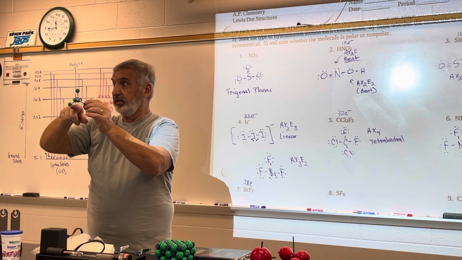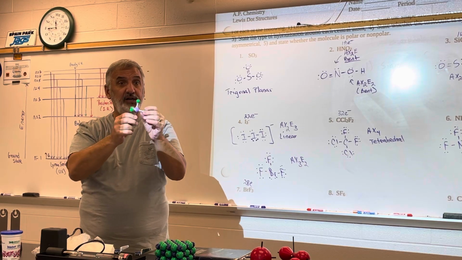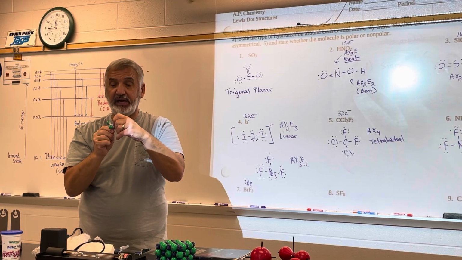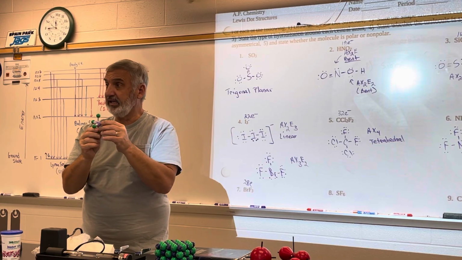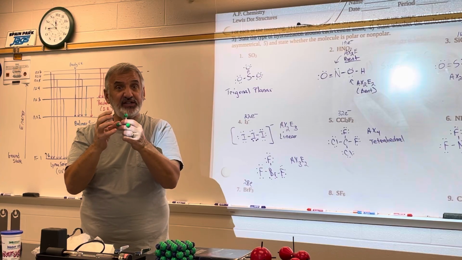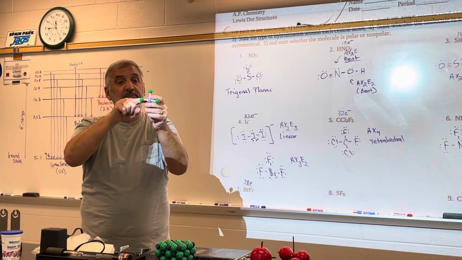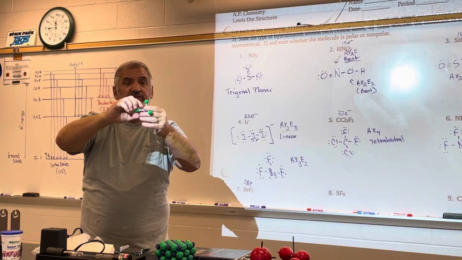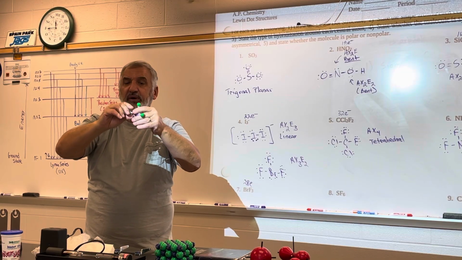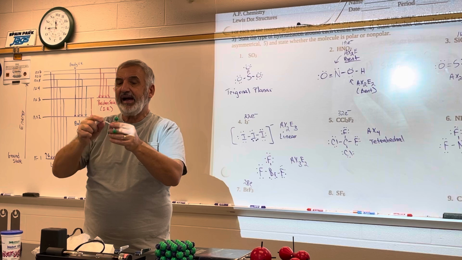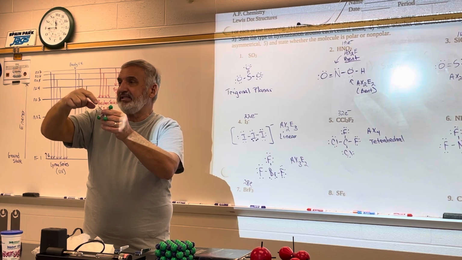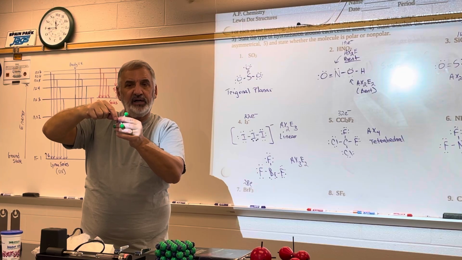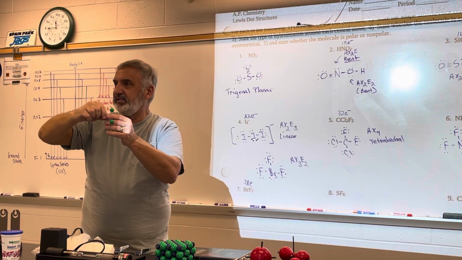Okay? Trigonal bipyramidal. Now, lone pair electrons occupy a greater space than bonding electrons. Lone pair electrons have extra electron-electron repulsions. A bonding pair has a positive nucleus on each end, helping balance out and stretch out the pair of electrons. But when it's a lone pair, there's nothing positive up here, so you get greater electron-electron repulsions in a lone pair, so they take up a greater space.